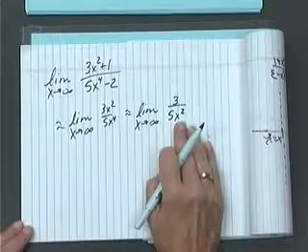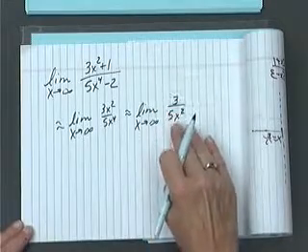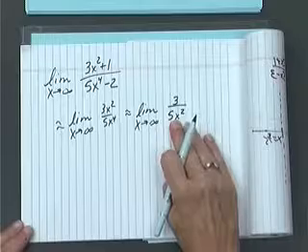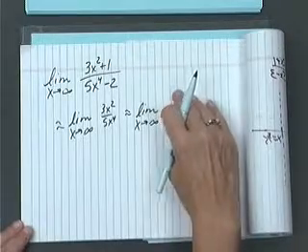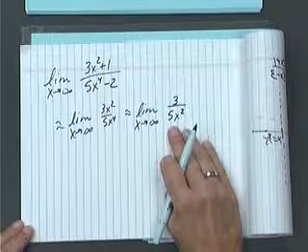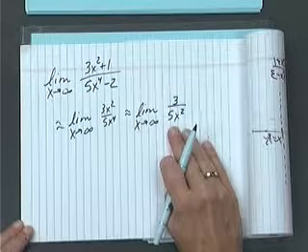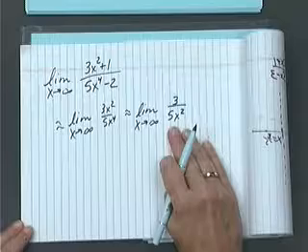Okay, as x gets really, really big, you're looking at 3 over 5 million, 3 over 5 billion, 3 over 5 trillion. That's as far as I know. Because zillion's not really a word.